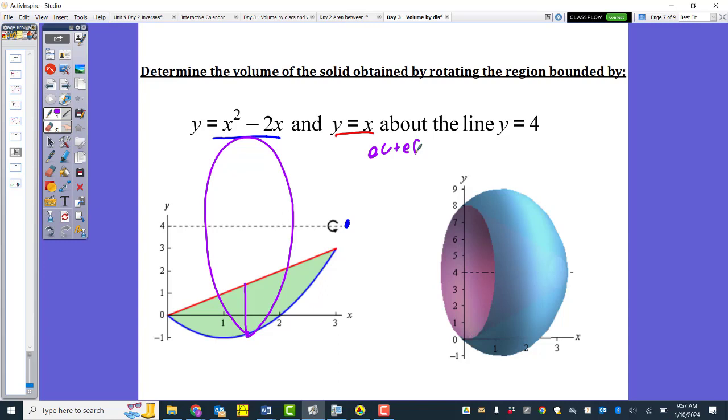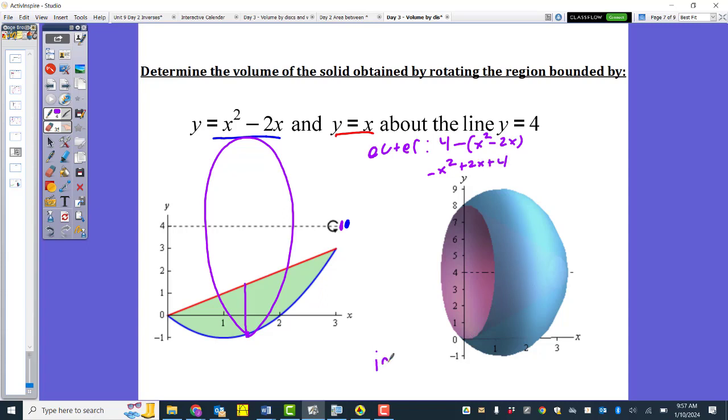Now the other issue here is that we can't do the function minus the axis. I mean, technically we could, but mathematically it's not the best way to do it. The best way is to pick the bigger thing when we're subtracting. What's bigger, the axis or the function? It looks to me like the axis is bigger than the function. So we're going to do 4 minus, and then x squared minus 2x. So our outer is going to be negative x squared plus 2x plus 4.